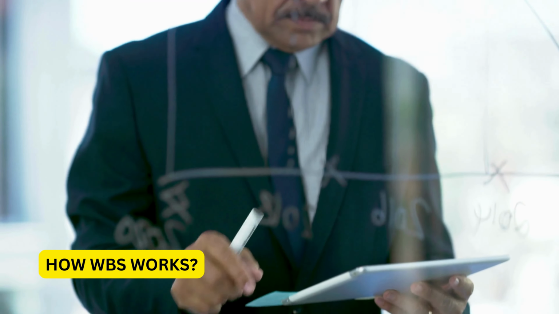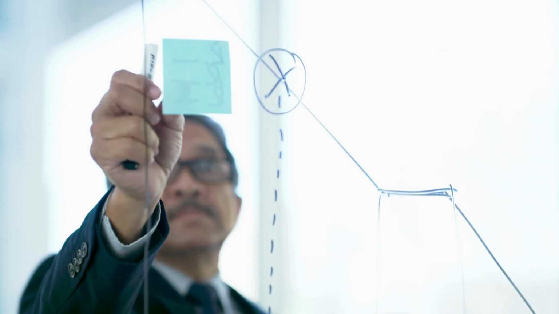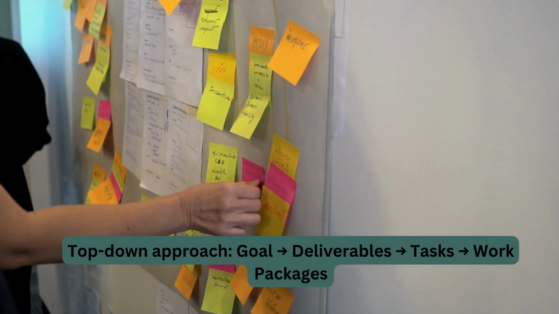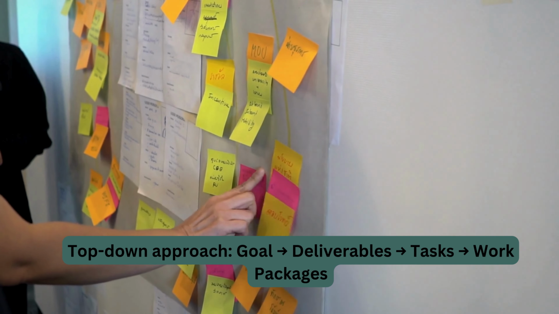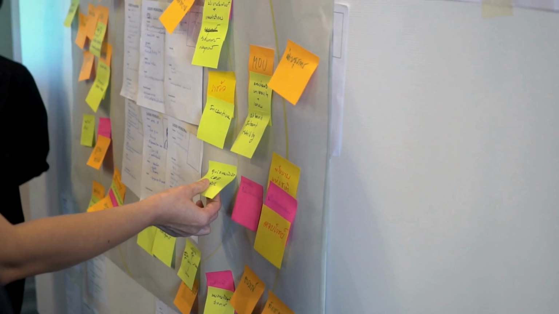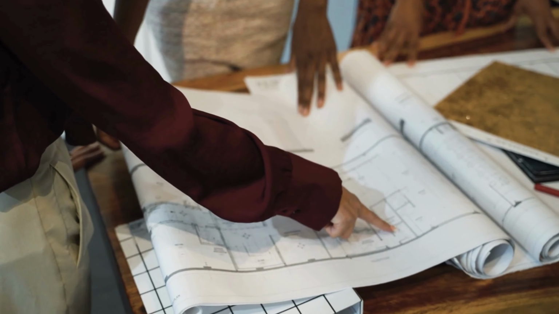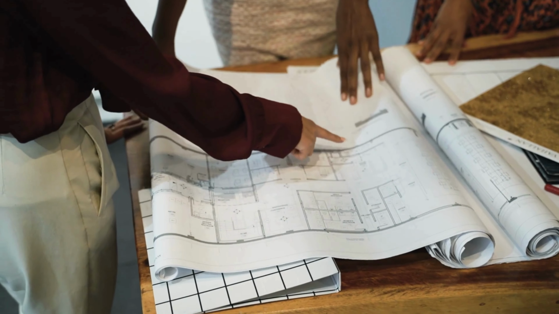So how does WBS actually work? It's simple. You start with the big picture, your final project objective. Then you break it down into major deliverables, like phases or stages. Each deliverable is broken further into smaller and smaller tasks until you reach a level where the work is clear, measurable, and actionable. The magic is in this top-down approach. Instead of being lost in the weeds, you're building a roadmap step by step. And this roadmap gives everyone on the team a clear view of where they fit in and what needs to happen next.